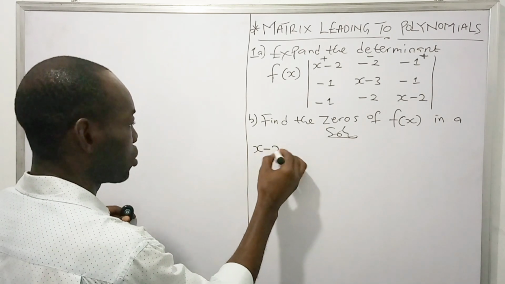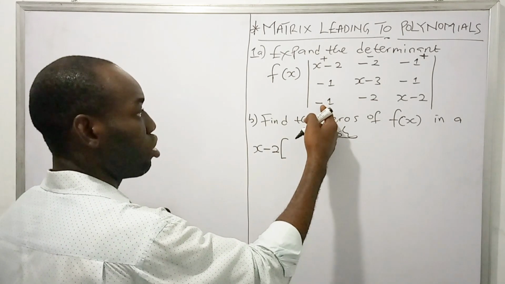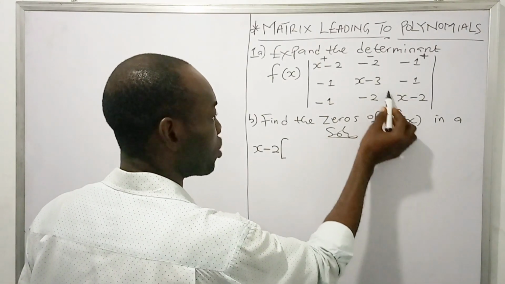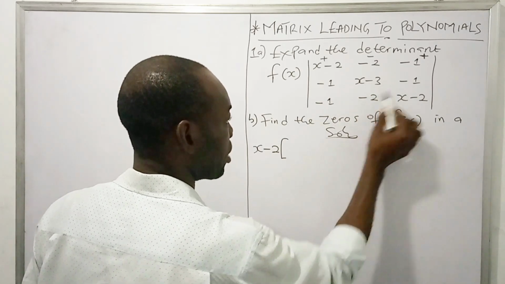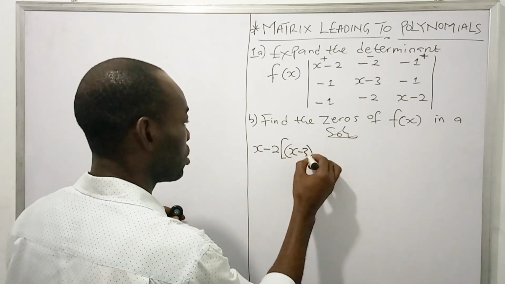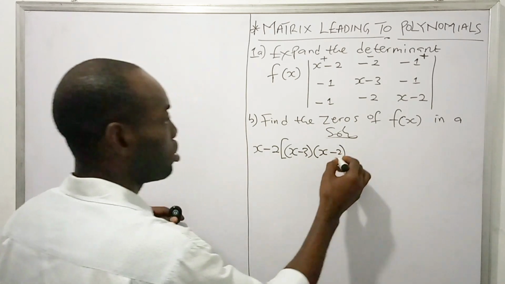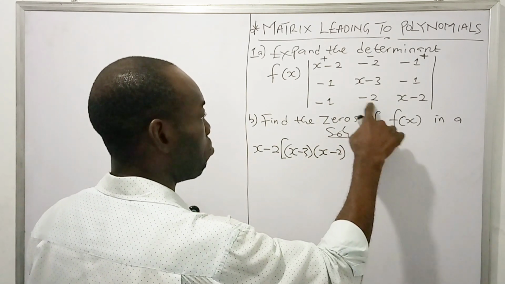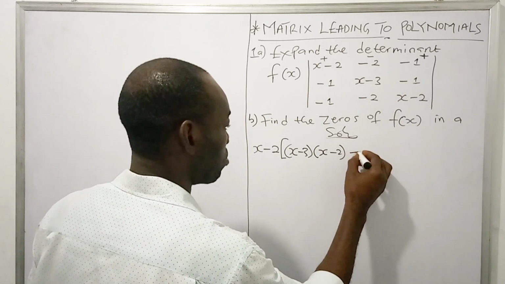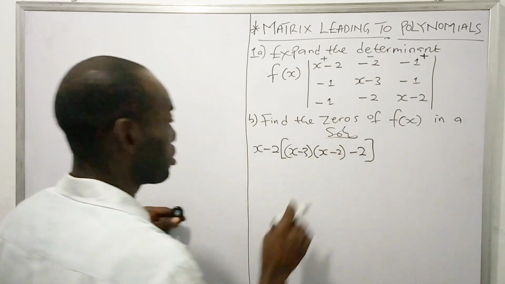x minus 2. Now when we take this entry, we're going to close up this column and close up this row. Then we'll find the difference between the product of this and that of this. So here we're going to have x minus 3 multiplying x minus 2. Then subtract: minus 2 times minus 1 will give us minus 2, so we subtract 2 from it. That's the outcome of this.